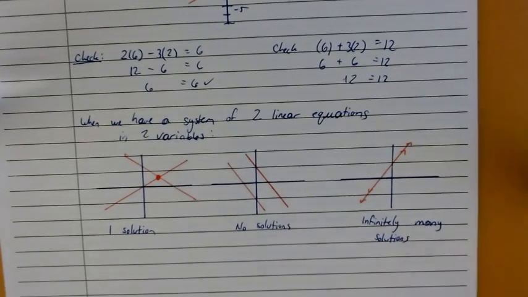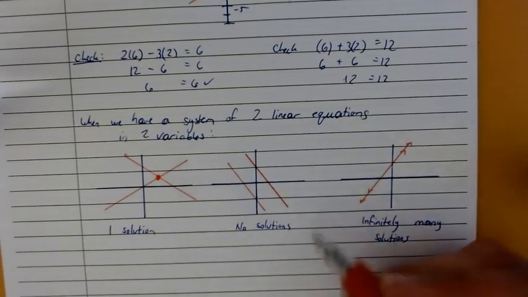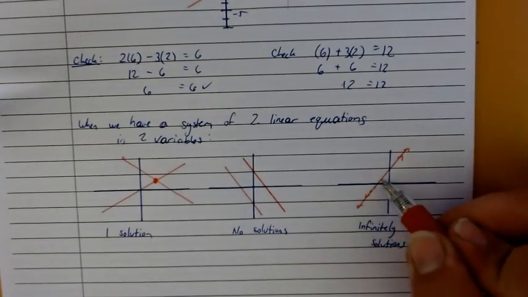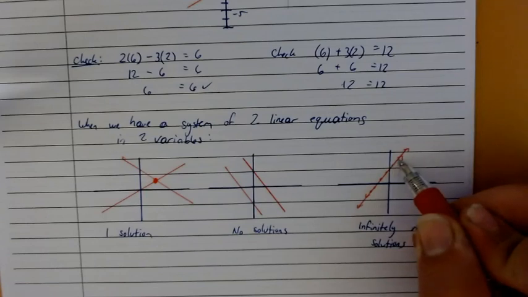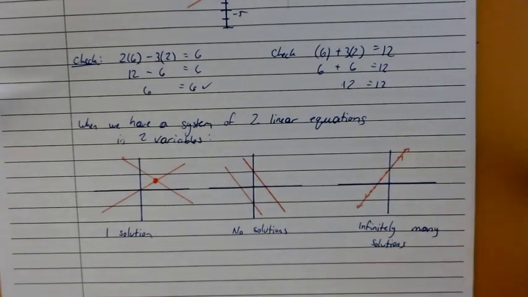Here, any point that is on these lines is a solution. This point here, and this point here, and this point here, every point that happens to be on those lines, which is going to go on forever in both directions, all of those points are solutions. So you do have infinitely many solutions to your system.